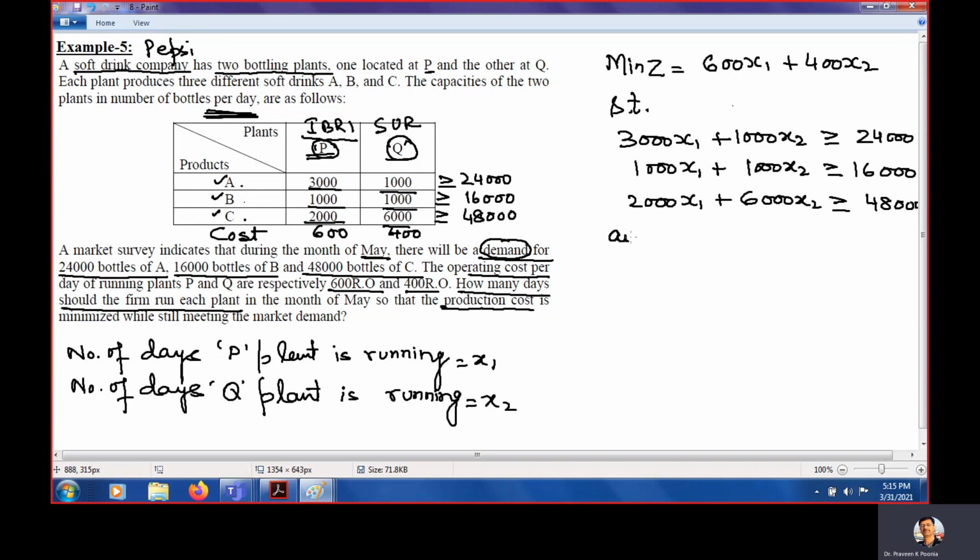And non-negative restrictions: either we will make X1 type of bottles, we will make B type of bottles, or we will make C type of bottles, or we will not make. These are the three non-negative restrictions. So this is example number 5.